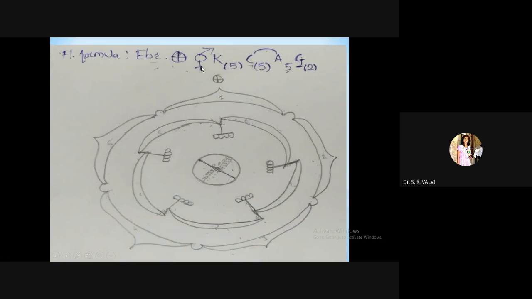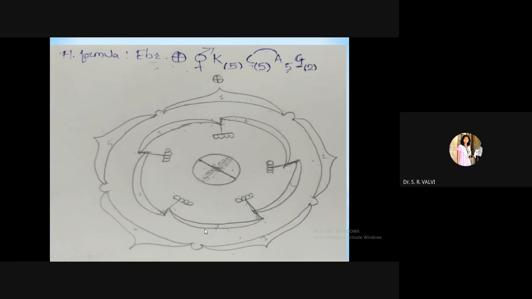Please do remember, students, in a floral formula aestivation doesn't appear, but yes, it is going to appear in your floral diagram. So aestivation is very important to draw the floral diagram. If you don't know the aestivation, then your floral diagram will come out wrong. So please do remember the aestivation.